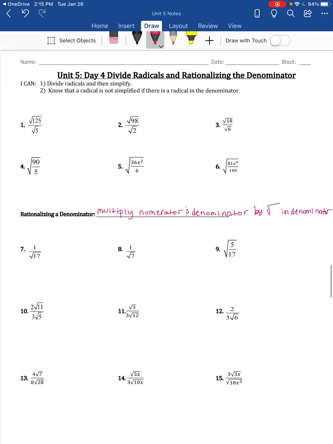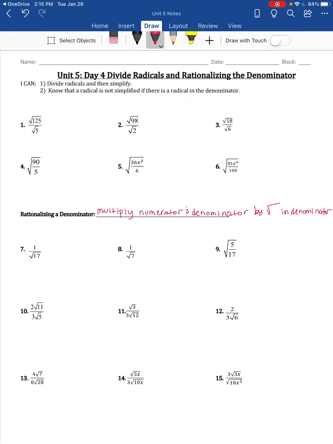All right, today is another new operation with radicals, and today we are going to be dividing. And with this division, we're also going to be rationalizing our denominator when necessary. So on the first six, our goal is just going to be to simplify.